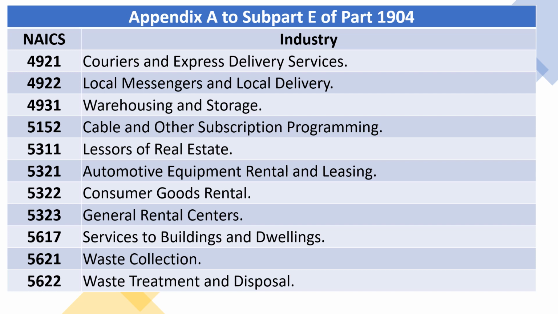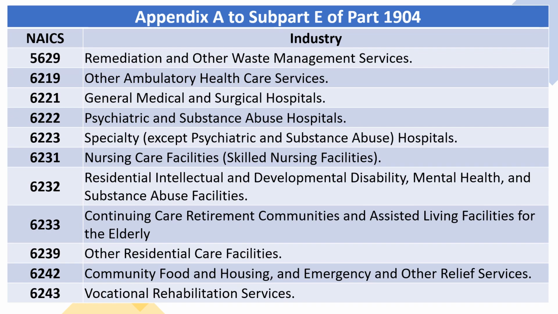5321. Automotive equipment rental and leasing. 5322. Consumer goods rental. 5323. General rental centers. 5617. Services to buildings and dwellings. 5621. Waste collection. 5622. Waste treatment and disposal. 5629. Remediation and other waste management services. 6219. Other ambulatory healthcare services. 6221. General medical and surgical hospitals. 6222. Psychiatric and substance abuse hospitals. 6223. Specialty, except psychiatric and substance abuse, hospitals.